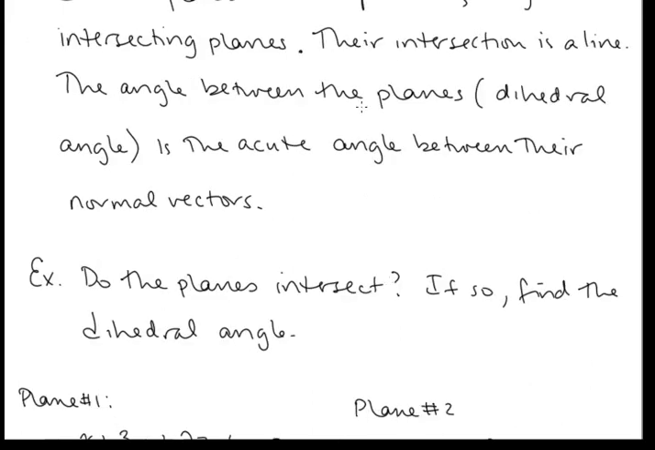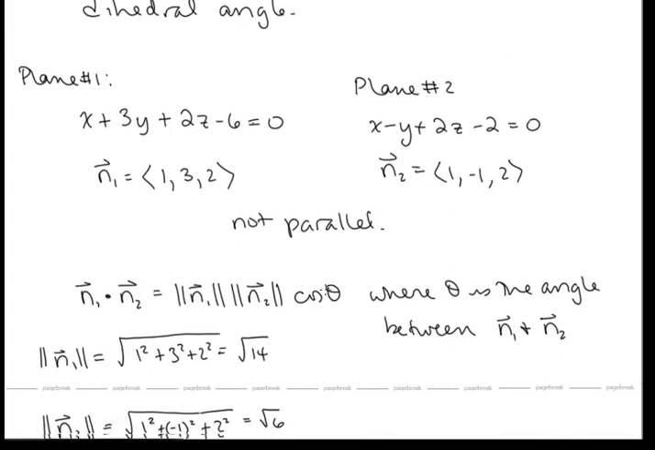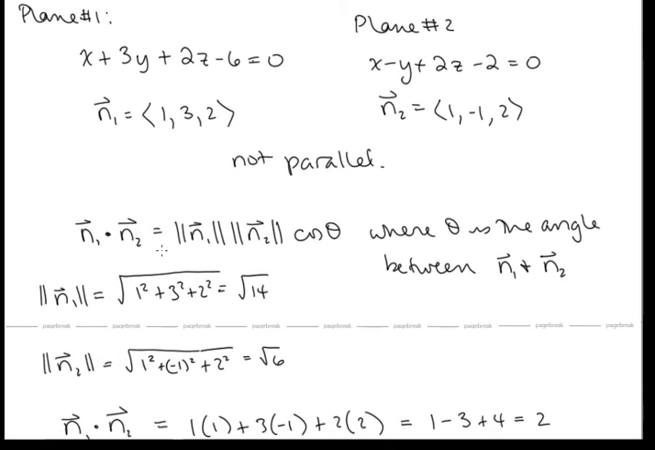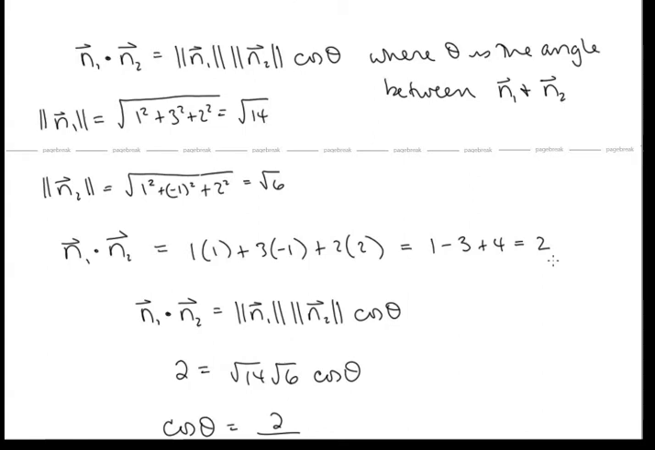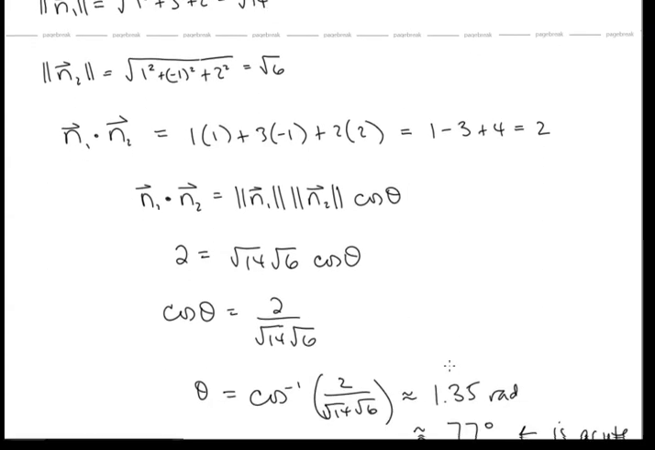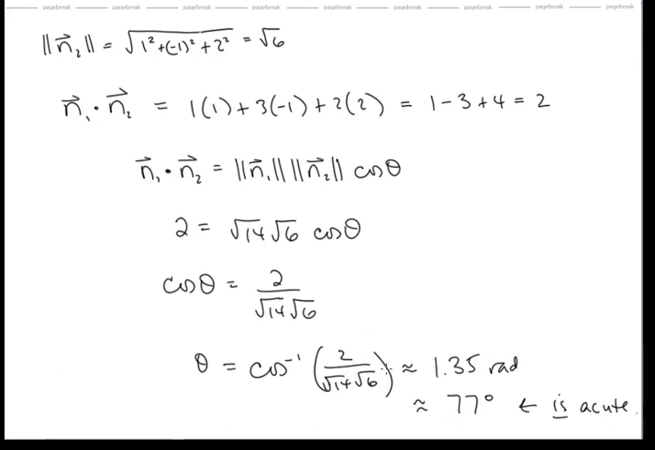And the angle between the planes is the acute angle between their normal vectors. So we need to find the angle between the normal vectors here. So we'll set up their dot product, and we'll be able to find cosine of the angle between them. n1 dot n2 is equal to length of n1 times length of n2 cosine theta. Length of n1 is square root of 1 squared plus 3 squared plus 2 squared, so that's radical 14. Length of n2, 1 squared plus negative 1 squared plus 2 squared, that's radical 6. Their dot product is equal to 2. And so the equation we get for theta is here. And so theta is approximately 1.35 radians, or 77 degrees.